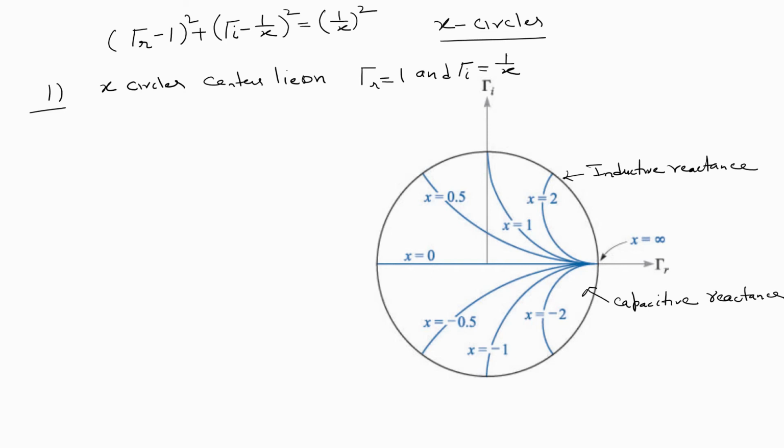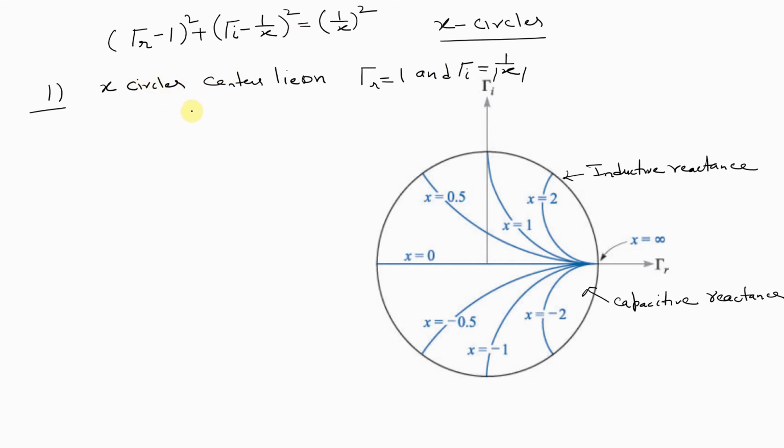So this is the center. You can say mod x because the value of x may be positive or negative. If it is positive, it will make an inductive load. If it is negative, it will make a capacitive load.